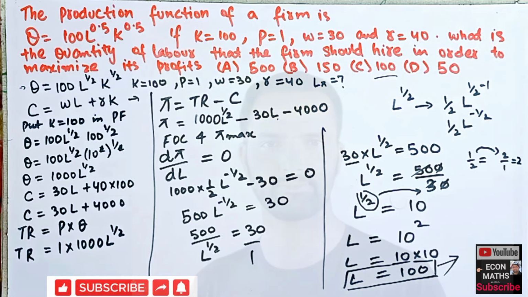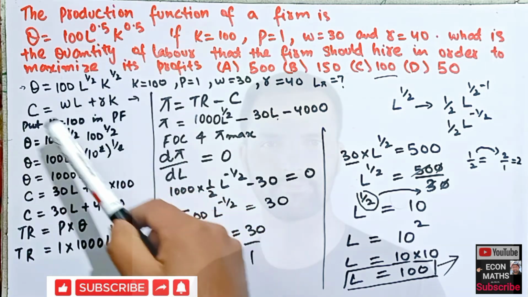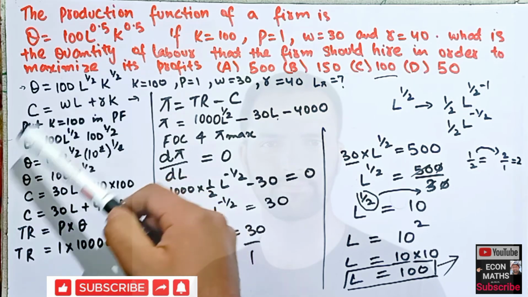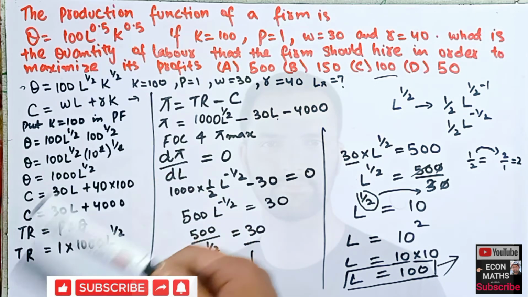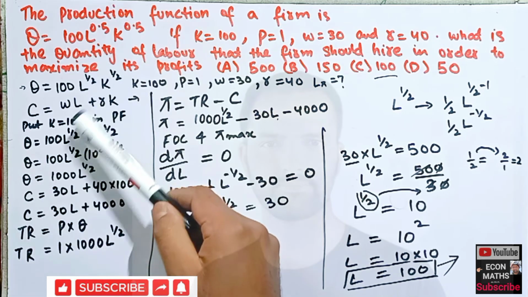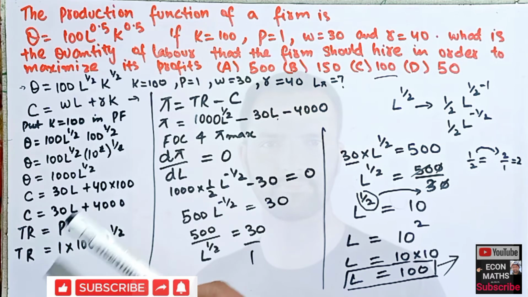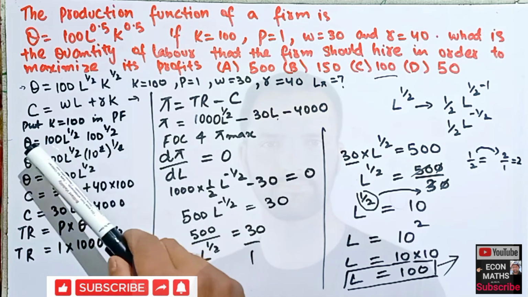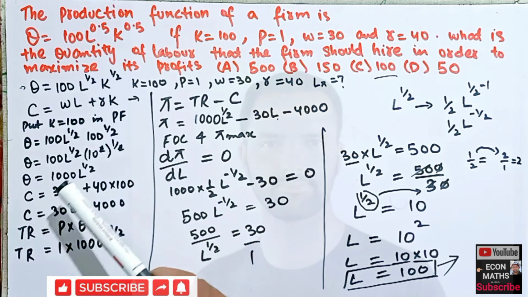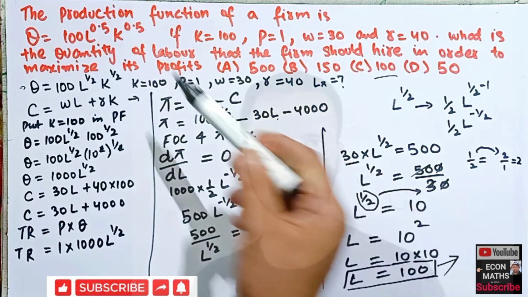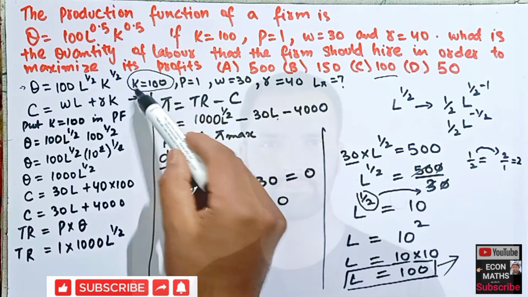So let us repeat how I calculated this. First, I wrote the given production function, and I formed the cost constraint. And cost is simply W into L, that is wage rate into number of laborers employed, plus rental rate of capital into number of capital units acquired, for the given production function. Now first we solved this production function for Q, and for that we have the value of K, which was given to us as 100.